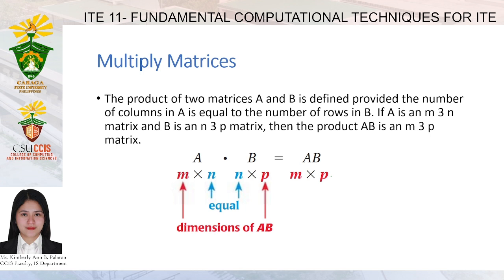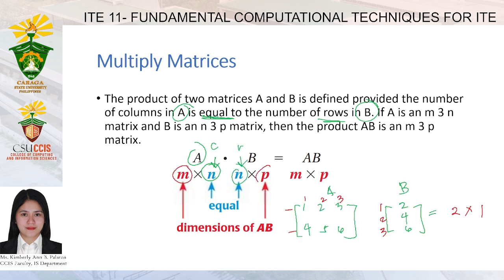Okay, this time let's talk about multiplying matrices. The product of two matrices A and B is defined provided the number of columns of A is equal to the number of rows in B. Okay, take note of that one. Take a look at this example. We can only multiply two matrices if they're provided the number of columns in A, which is this one, muna yung column ni A, is equal to the number of rows ni B.